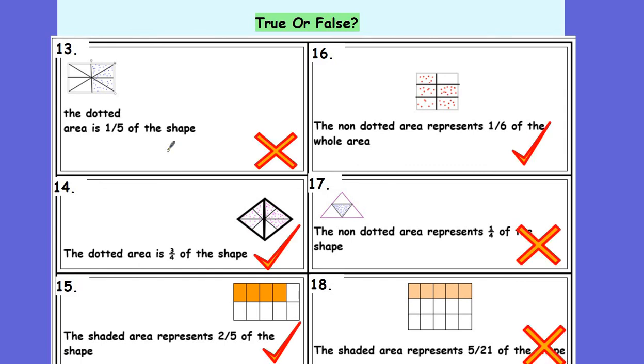Okay, the answers for those. The first one is false. That is clearly a half, not a fifth. For 14, that one is true. 15 is true. 16 is also true because it's the non-dotted area. If I'd asked for the dotted area, it would have been 5/6, but the non-dotted area is a 6th. 17 is false. The non-dotted area again, read the question. And 18 is also false.